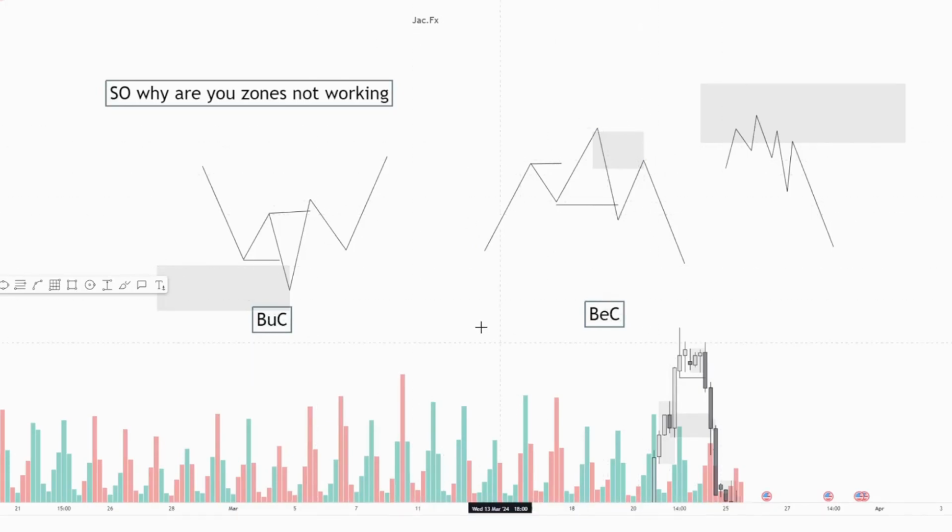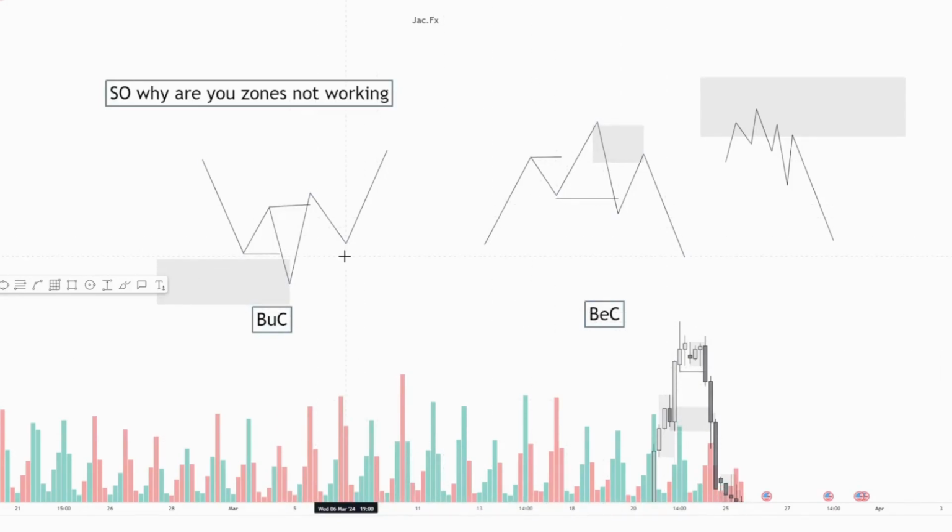Does that make sense? All right, so let's hop into an example. The first example would be a 1M CHoCH in a 15-minute supply or demand zone, and the next one will be a 15-minute CHoCH in a 4 hour demand or supply. Make sense? Boom, let's go.